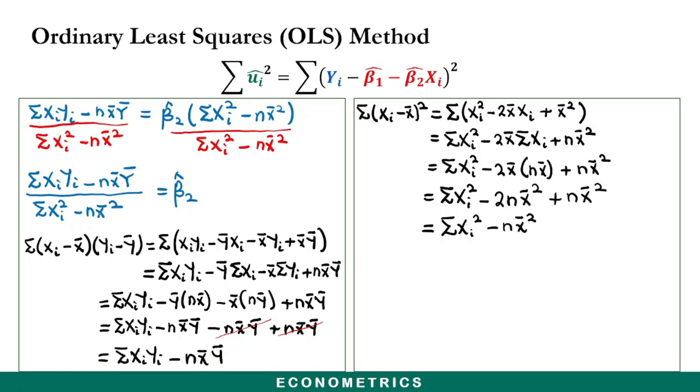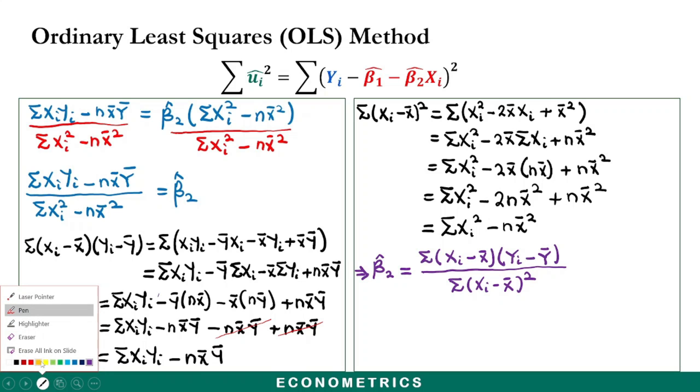So is that the same as the denominator of the beta 2 hat? If they are the same, then the beta 2 hat, so let me say this implies that the beta 2 hat equals sigma x_i minus x bar multiplying y_i minus y bar, all divided by sigma x_i minus x bar squared.